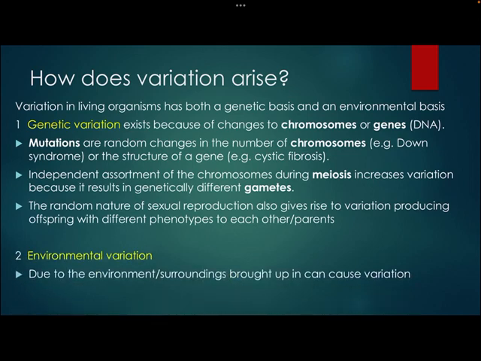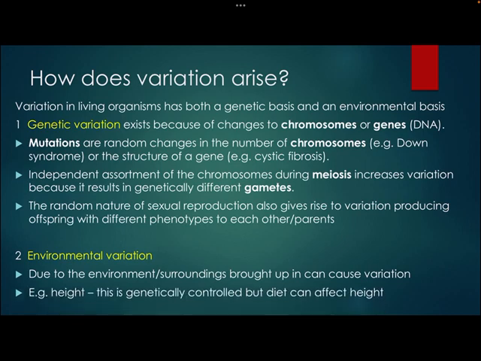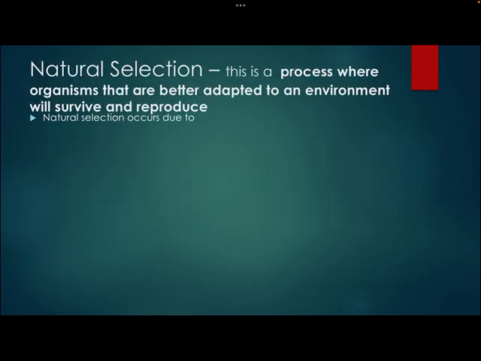Environmental variation is due to the environment or the surroundings that the individual is brought up in, and this can cause variation. For example, height can be genetically controlled, but diet can affect height. So it would be a mixture of both.